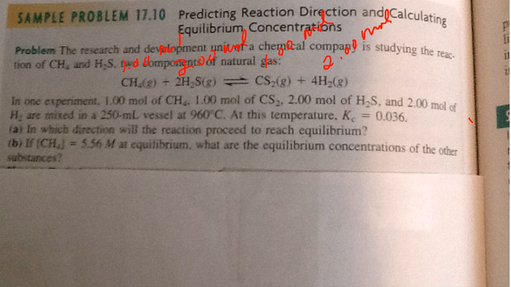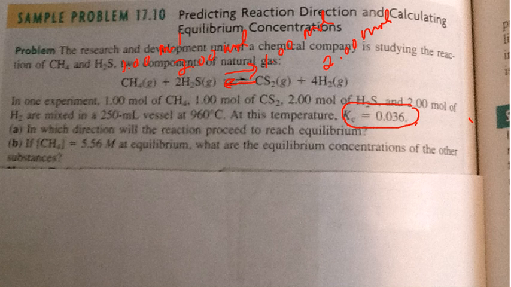And the question is, how is this equilibrium going to shift, left or right, to achieve the equilibrium constant of 0.036? Because that's sort of one of the points of this whole unit, right? That this equilibrium will either shift to the right or to the left to achieve this ratio of 0.036. So, first question we're going to ask and answer is, which direction will the reaction proceed to reach equilibrium? Is it going to go left or is it going to go right?